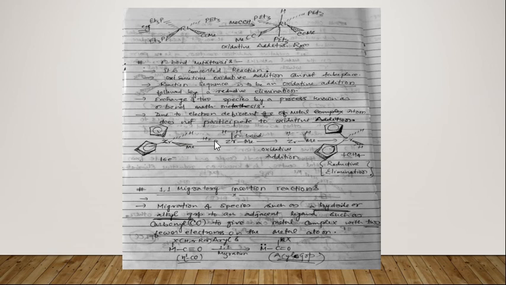And the hydrogen molecule adds through sigma bonds, which is called sigma bond metathesis. Oxidative addition reaction. So these are the species. Oxidative addition followed by reductive elimination gives the products.